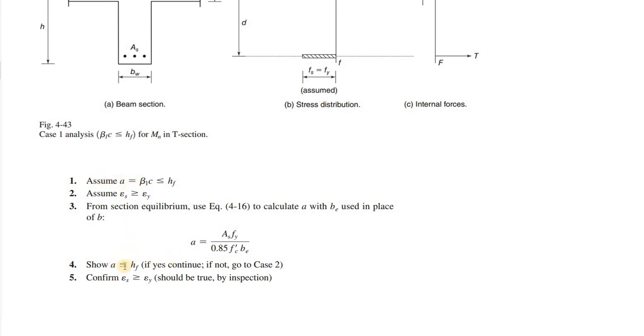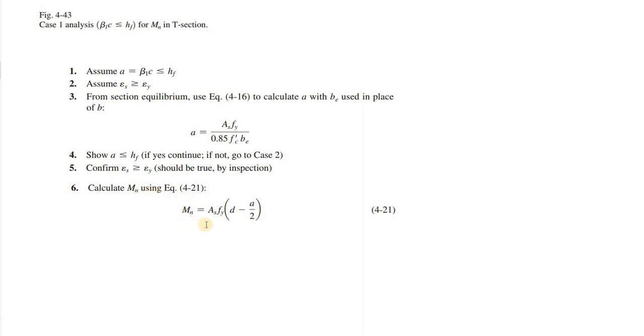Compare this A value with HF. If it is really equal to or lesser than HF, continue. Your assumption is correct. If not, stop here and go to case number two. So let's assume that A is really lesser than or equal to HF. Then the next step would be that, based on this A value, you can confirm that epsilon S should be equal to or greater than epsilon Y. Usually this is true. Next you can simply calculate MN from this equation. MN is As Fy into (d minus a by 2). So very simple.